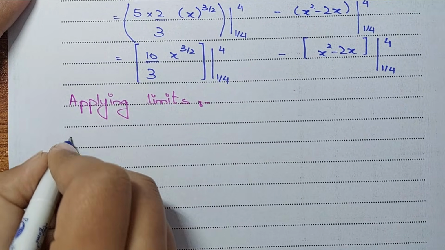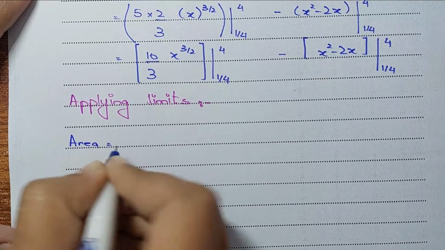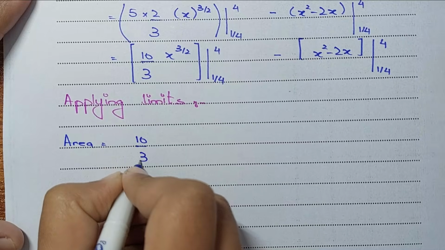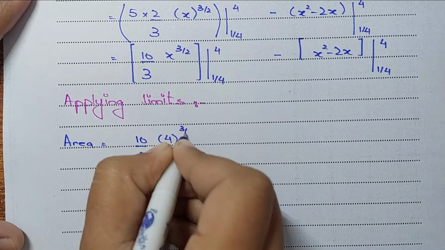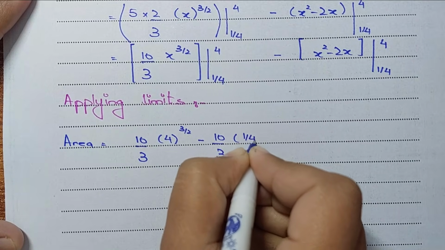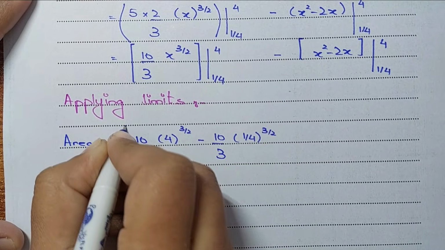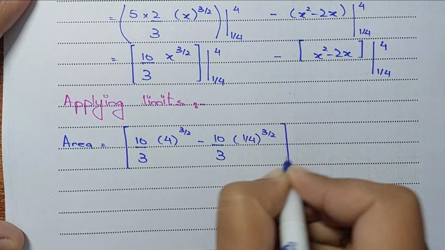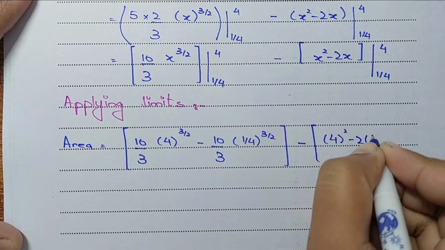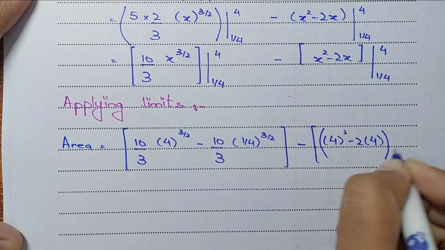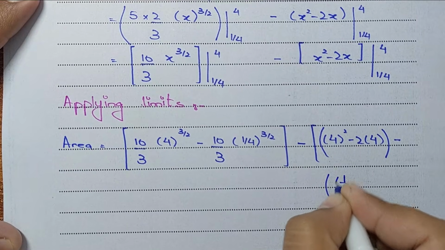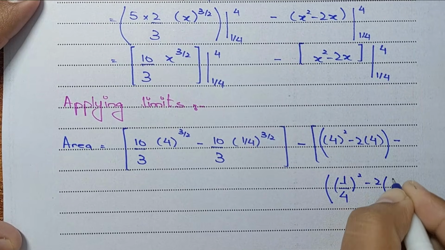Okay, so when we apply the limits, the area becomes: the upper limit is 4, the lower limit is 1 by 4, right? 10 by 3 times the upper limit, 4 to the power 3 by 2, minus 10 by 3 times the lower limit, 1 by 4 to the power of 3 by 2. So we are done with the first one. Minus, the upper limit is 4, so we have 4 square minus 2 into 4. Subtract the lower limit, which is 1 by 4, so 1 over 4 square minus 2 into 1 by 4.